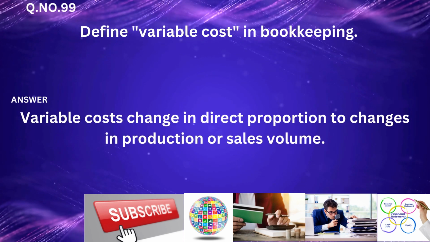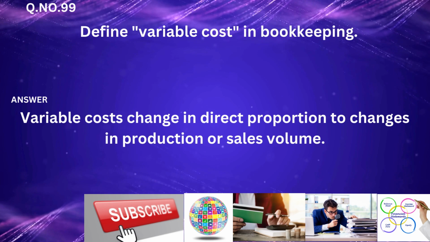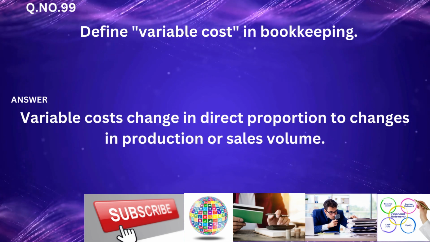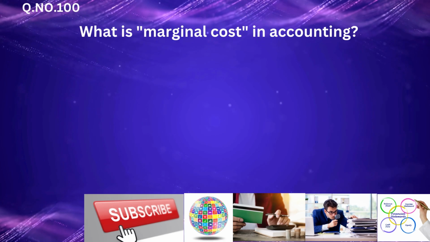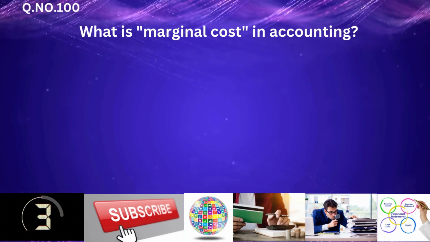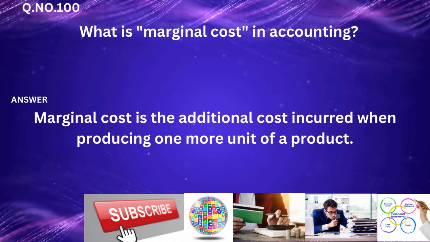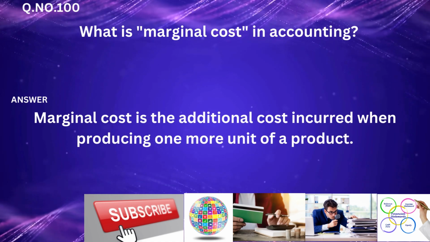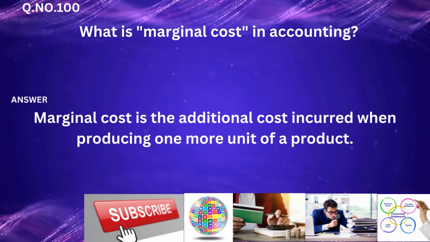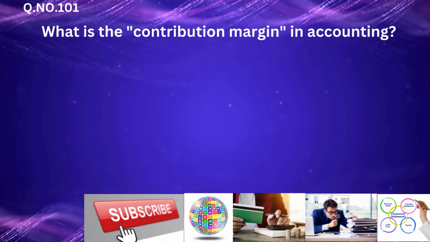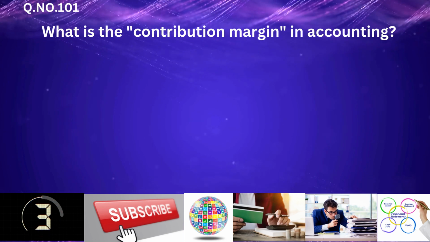Question 109. What is fixed cost in accounting? Answer: fixed costs remain constant regardless of changes in production or sales volume. Question 110. What is variable overhead in bookkeeping? Answer: variable overhead includes indirect costs that vary with changes in production or activity levels.